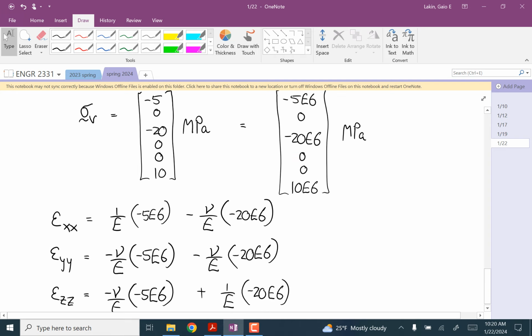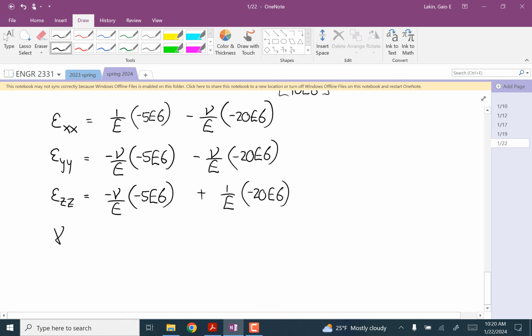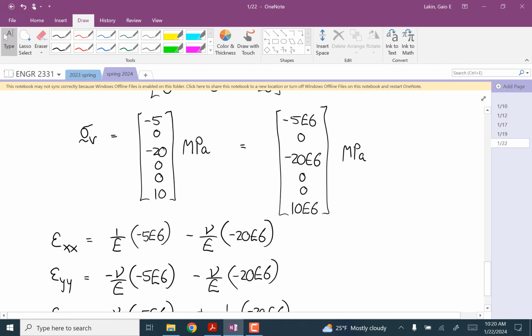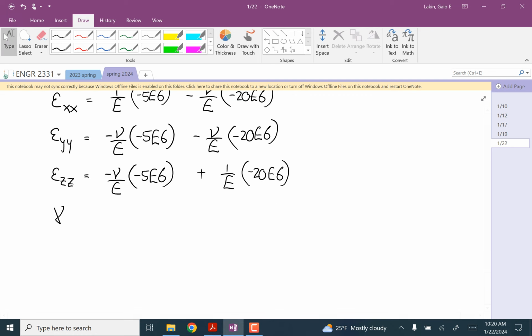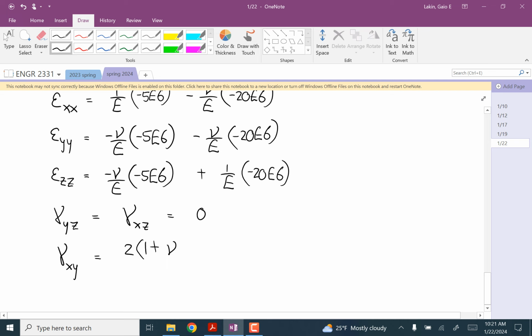And then 2 of these shear strains are 0 because they only depend on the corresponding shear stress. So the YZ strain and the XZ strain are both 0. And the XY strain is 2 times 1 plus nu over E times the XY shear stress.